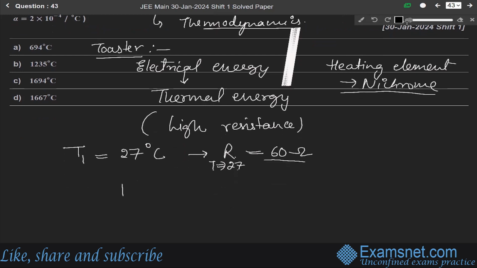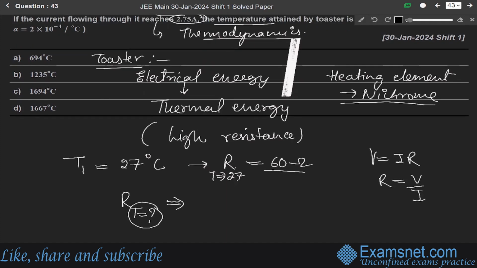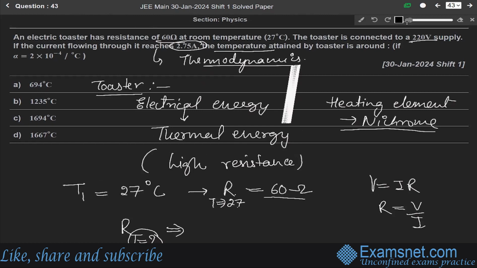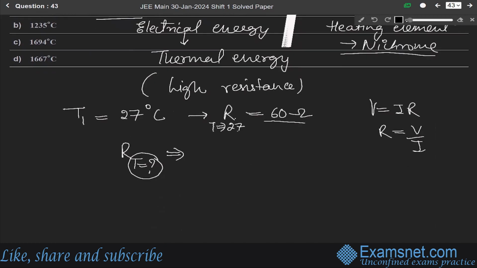So for the resistance at the temperature which we have to find, at first we will find it from Ohm's law. V equals IR. So R will be V over I. V is given as 220 volt and I is 2.75 ampere. So 220 over 2.75 will be equal to 80 ohm.